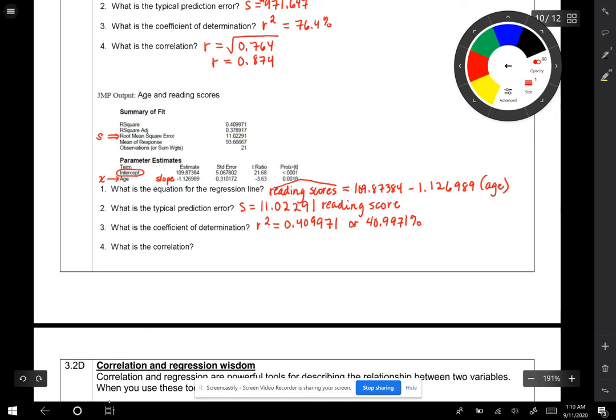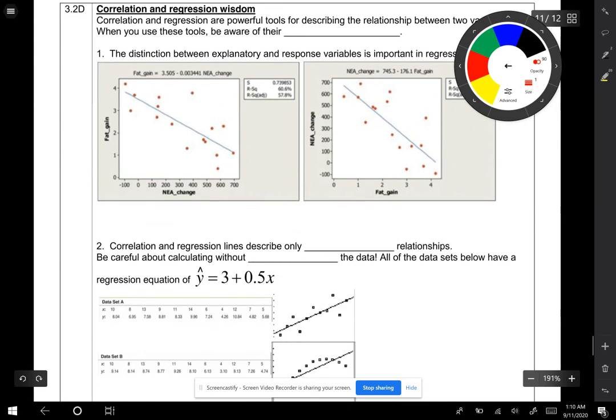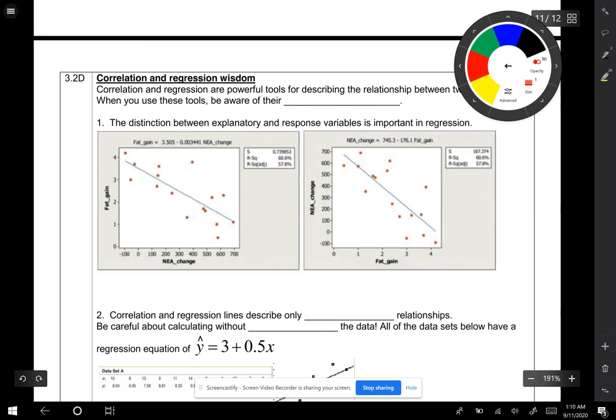Okay, and the correlation, square root of 0.409971, which happens to be 0.640. And that's how you read some computer outputs. All right, to round off the end of the chapter, we are, let's see, sorry, we're not done yet.